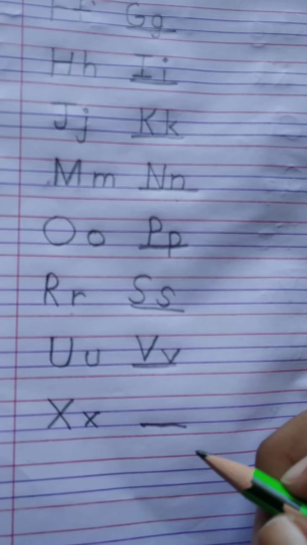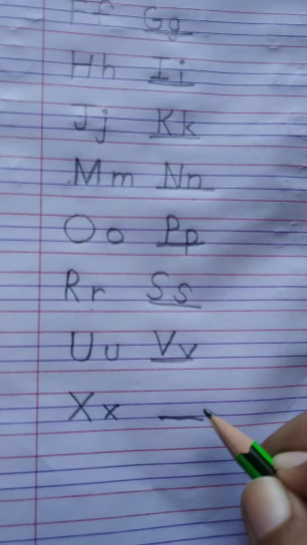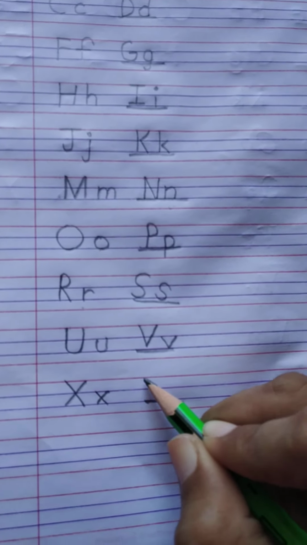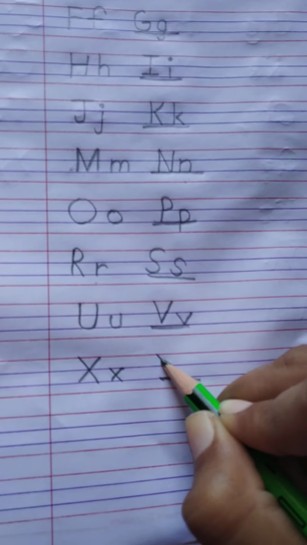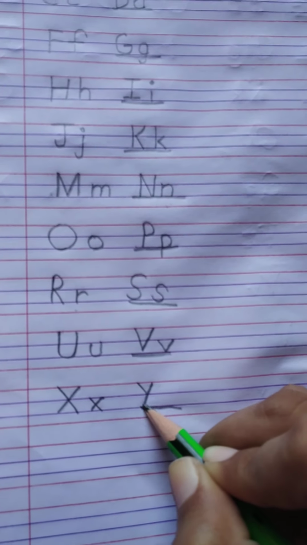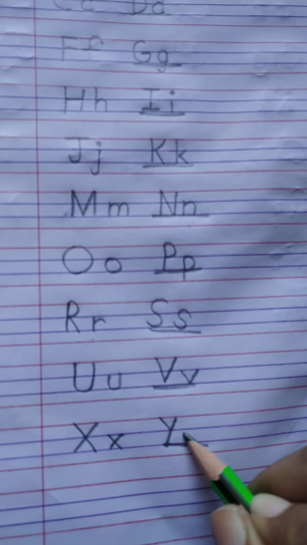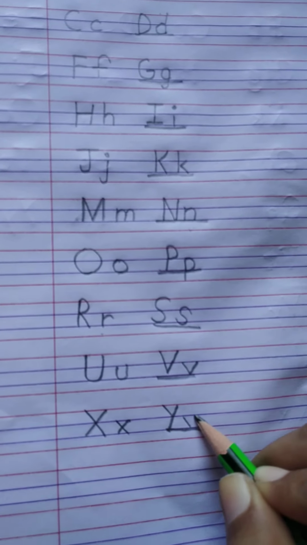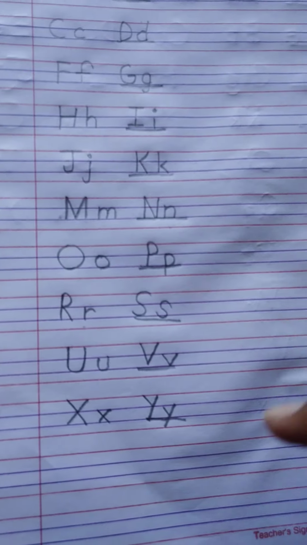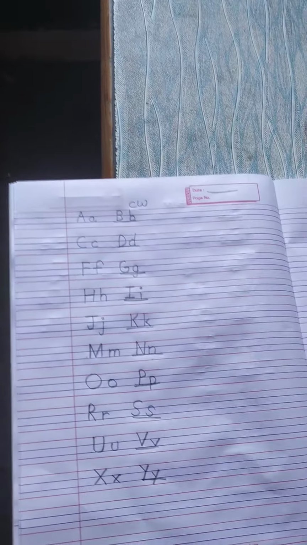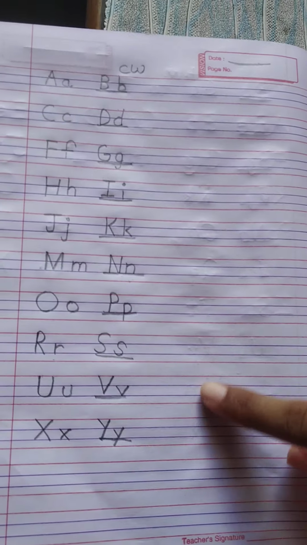Letter Y. What is the sound of Y? Yeah, yeah, Y, yeah, yak. Start from red line. Slant line, again slant line. This is capital Y. Now small y. Slant line, again slant line. This is small y. Okay, this is our classwork, children.